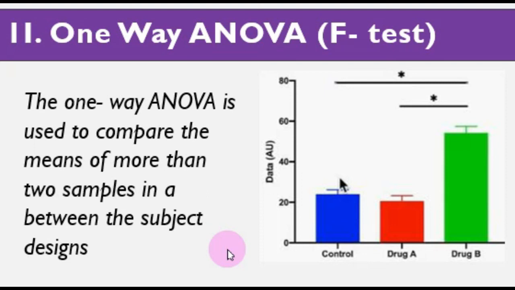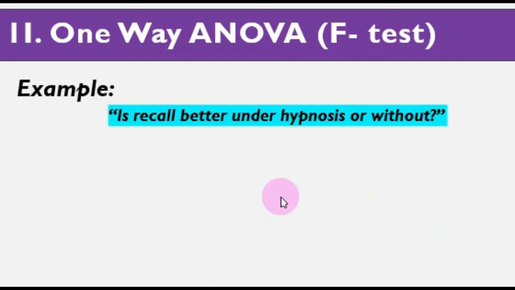Okay, the one-way ANOVA is used to compare the means of more than 2 samples in a between subject design. Halimbawa, gagamit ka ng one-way ANOVA if you have tatlo ang grupo na gusto mong makuha. Meron kang control, meron kang drug A, at meron kang drug B. You want to know the difference between the 3 groups. Okay? So, example, is recall better under hypnosis or without?